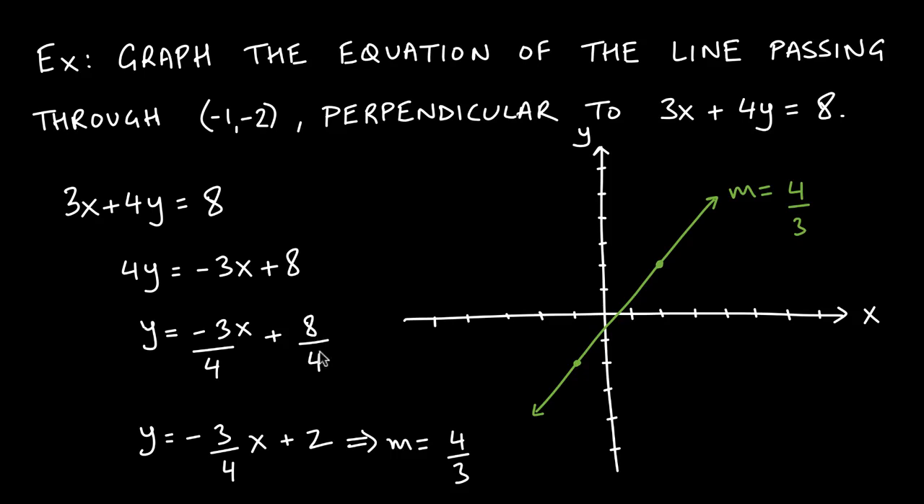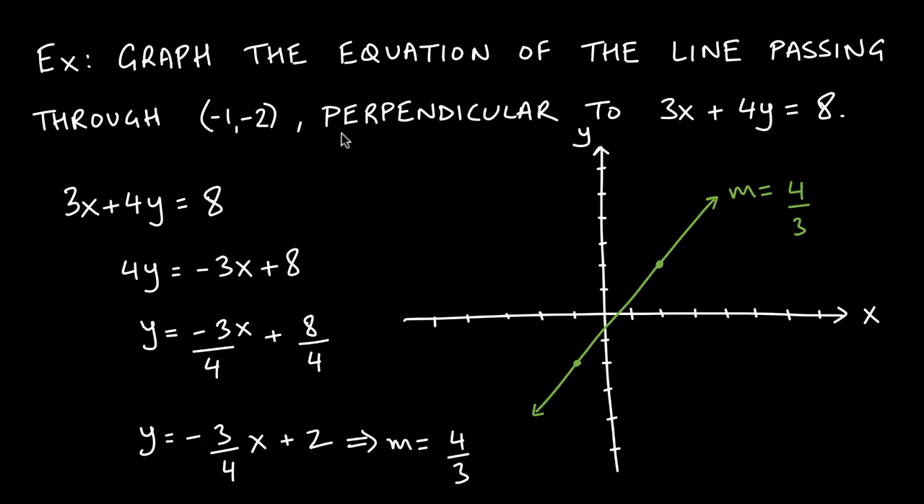8 over 4, on the other hand, is 2. So the equation of this was the equation of a line in standard form. Again, remember, the variables are on the same side, and the constant is by itself on the other side. What we did by doing this is changed from standard form to slope-intercept form. The y is by itself, and it's in the form y equals mx plus b. So simplified, it looks like this.